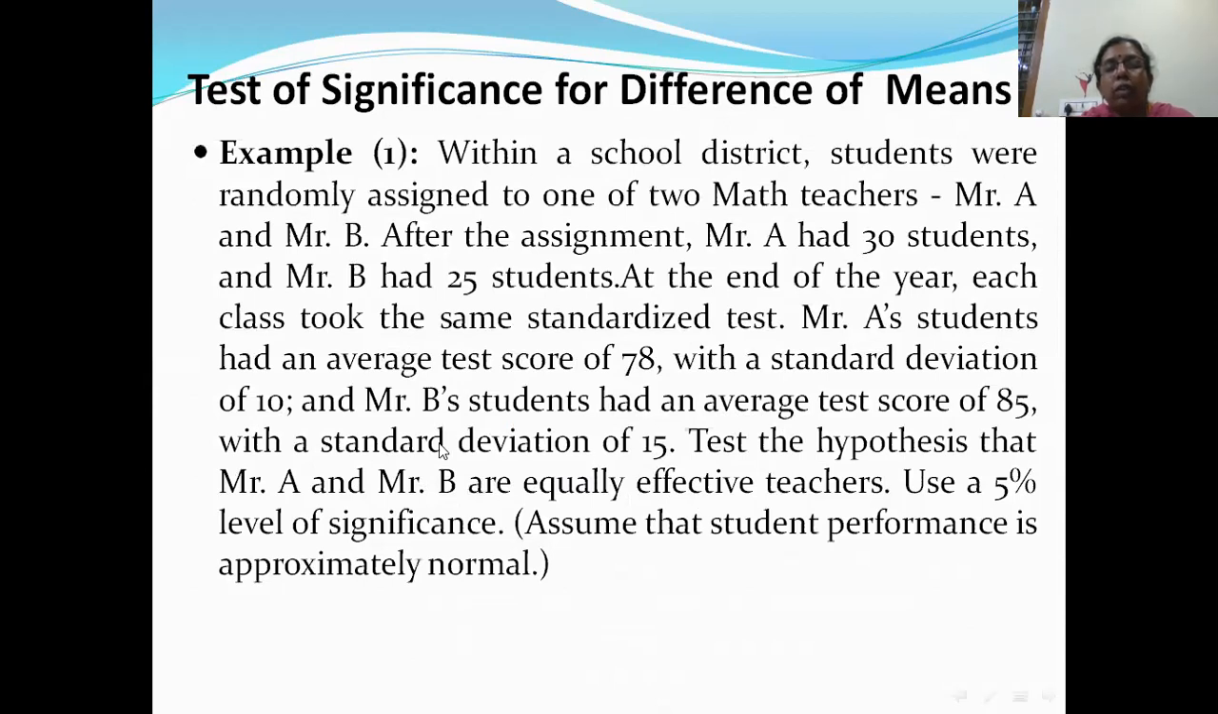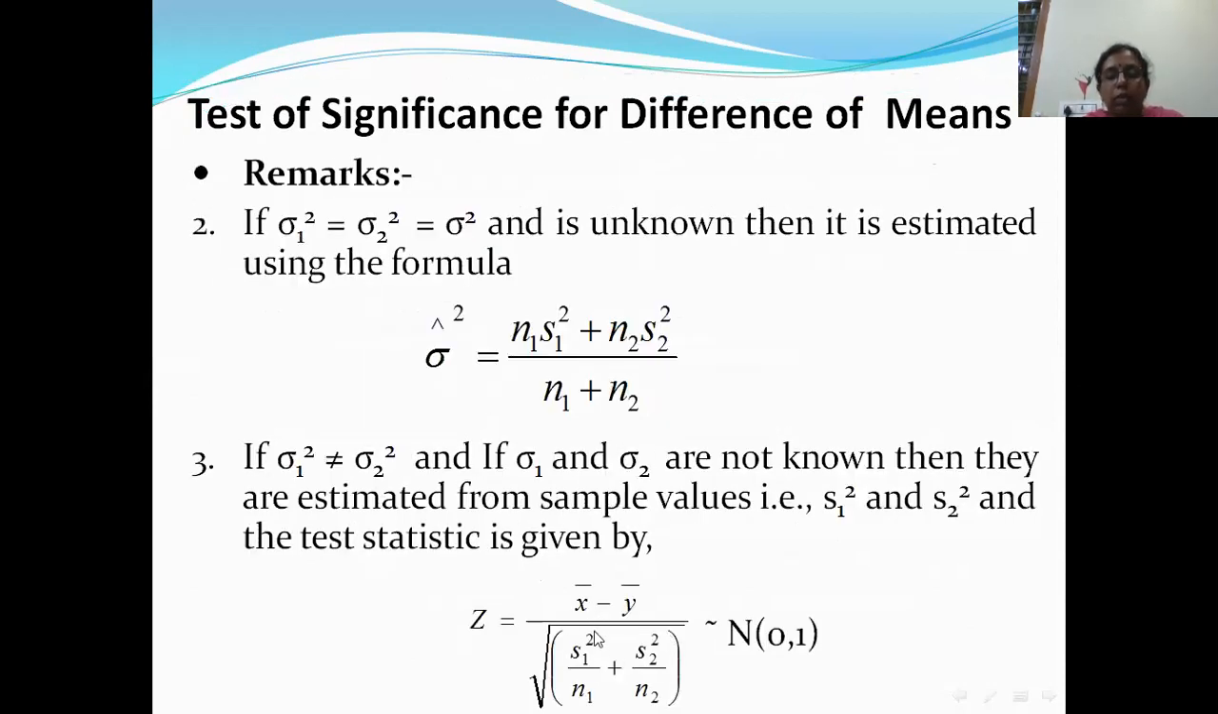So first, what are all the values given to you? You have to write it. See, n1 is given as 30, n2 is given as 25, x bar is given as 78, s1 is given as 10, y bar is 85, s2 is 15. So we'll be using the last formula. This formula we'll be using because all these values are given to you.